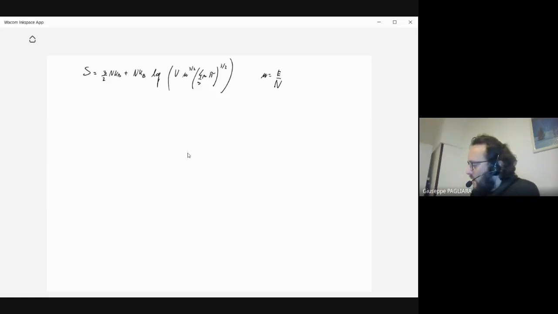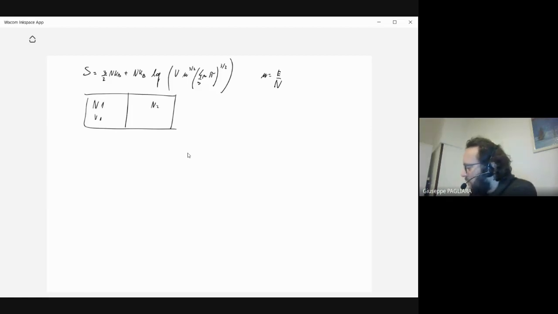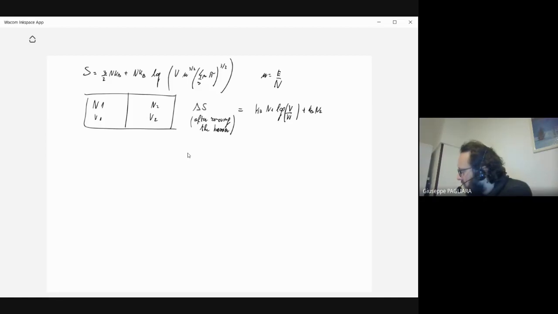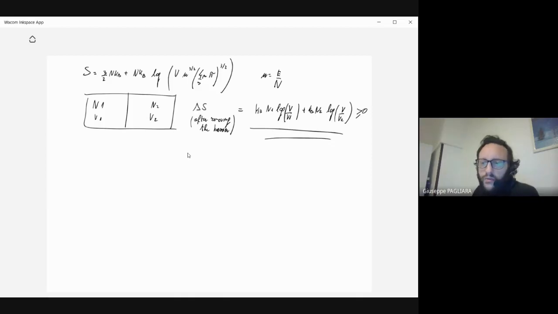We get a paradox when considering the situation in which I have two gases in two parts of this box separated by a barrier. And we say that delta S, after removing the barrier, was equal to K_B N1 logarithm of V divided by V1 plus K_B N2 logarithm of V divided by V2. And this is larger than zero, okay? You get exactly the same formula if you have two different gases or if you have the same, okay? And this is the Gibbs paradox.